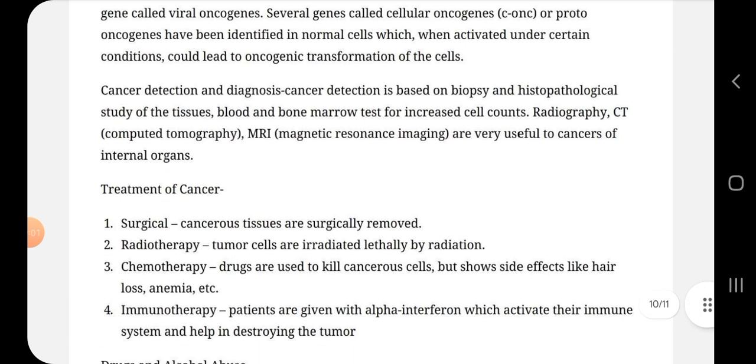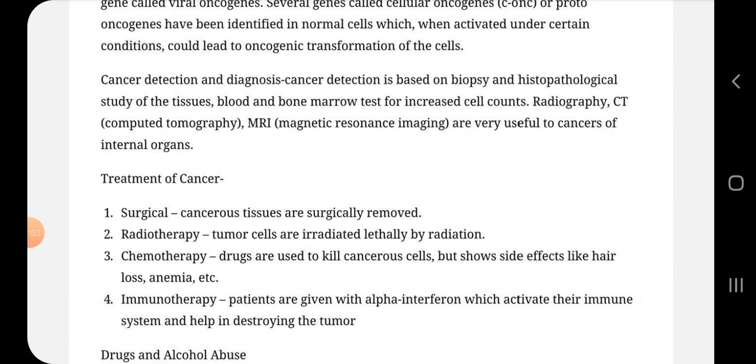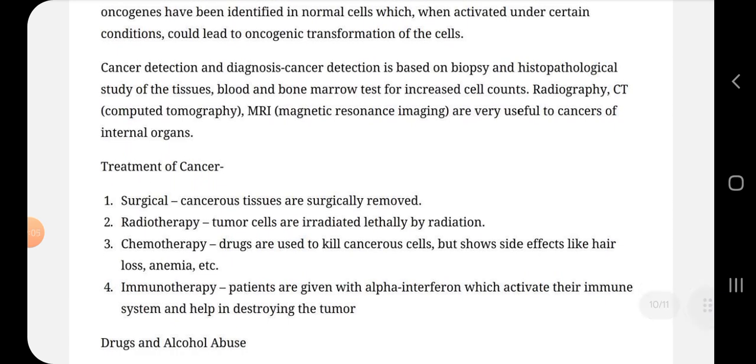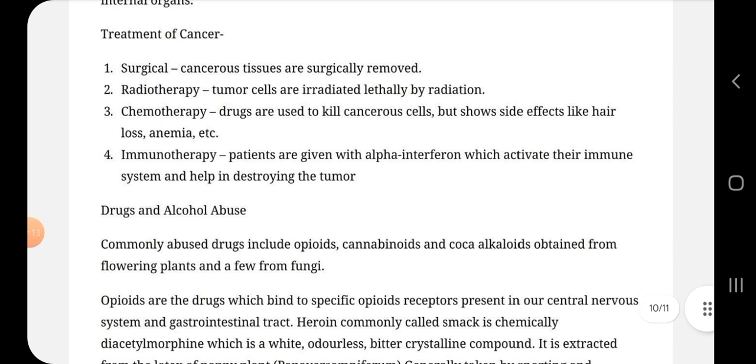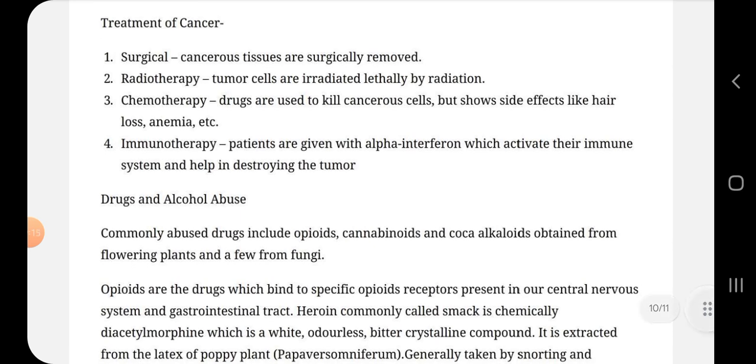In cancer detection and diagnosis, detection is based on biopsy, and radiography, CT, and MRI are useful for cancers of internal organs. In treatment of cancer: surgery, radiotherapy, chemotherapy, and immunotherapy.